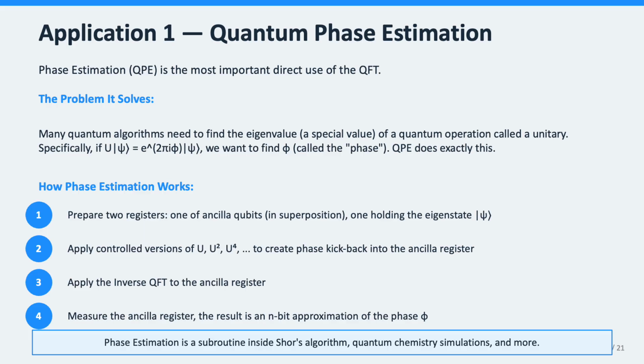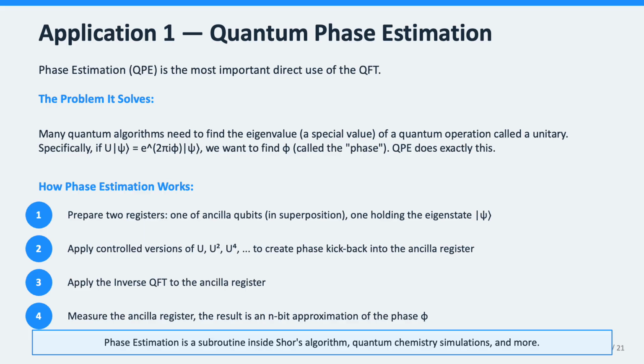QPE works by preparing two separate groups of qubits. The first group, called the ancilla register, is put into superposition by applying Hadamard gates to each qubit. The second group holds the special input state. Then the unitary operation is applied repeatedly in a controlled way, once, then twice, then four times, doubling each time, using each ancilla qubit as the control.